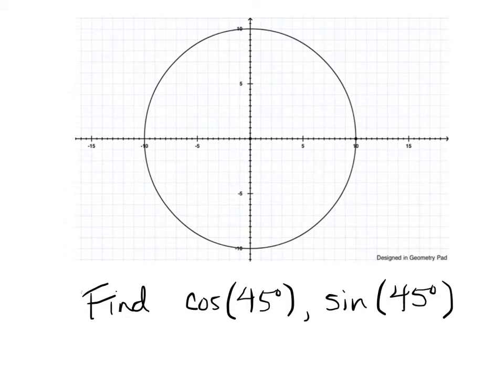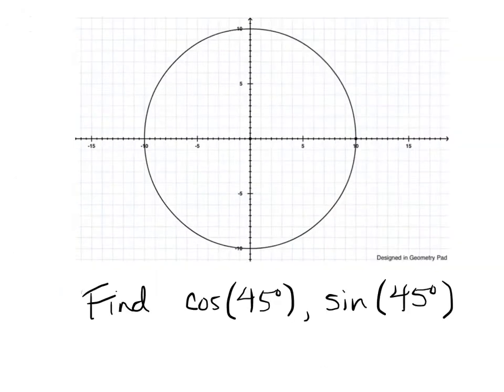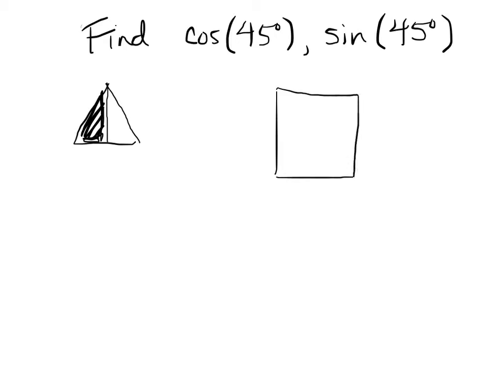So now, as a cousin to the 30, 60, 90 right triangle, is a 45, 45, 90 right triangle. And we're going to use that to find cosine of 45 and sine of 45. Now, a 30, 60, 90 was half of an equilateral triangle. Okay, so that was our 30, 60, 90 right there. A 45, 45, 90, I want you to think about that as half of a square.